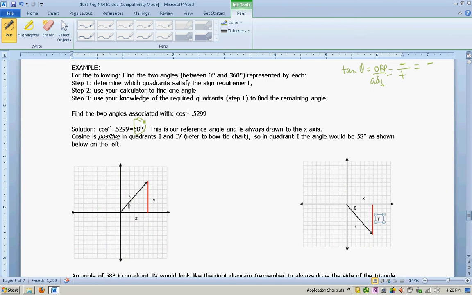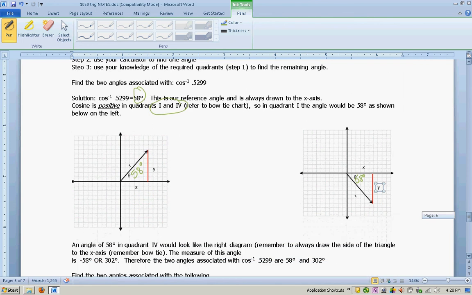Cosine is positive in quadrants 1 and 4, and you could refer to the bow tie chart. So in quadrant 1, I would have a 58-degree angle. That's my reference angle, and it would look like this. And in quadrant 4, I would have a 58-degree angle. That's my reference angle, drawn to the x-axis. And so in quadrant 4, that would be this angle.